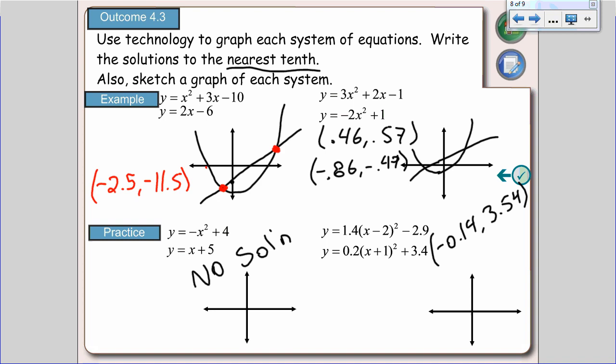Okay. Do we agree with those two solutions? Hands up if you got those two solutions. Not enough hands up. Well, don't lie to me. I just need to know if you're actually getting these or not. Okay, we'll take a look at that.